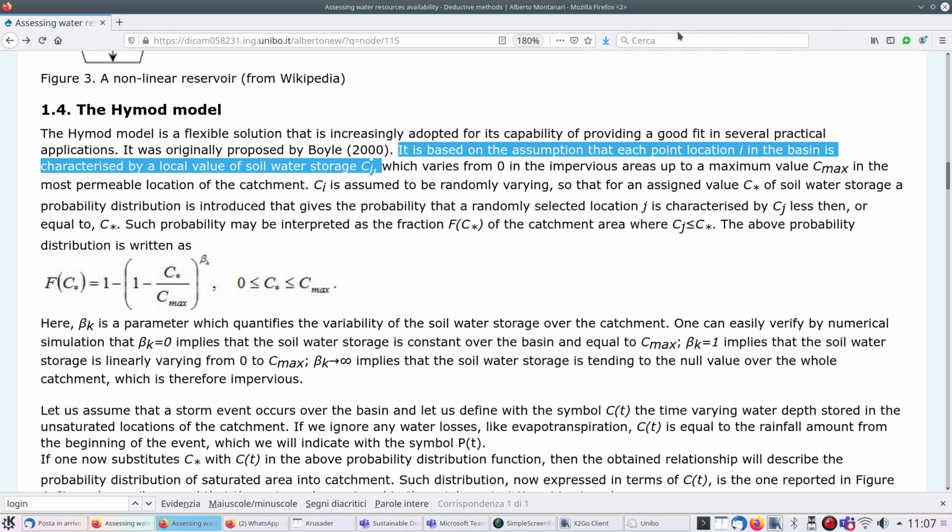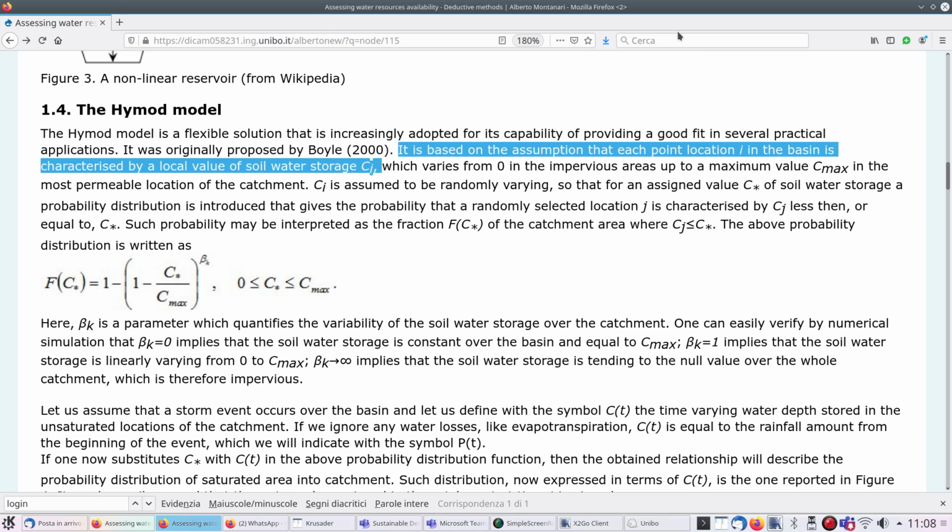The assumption is that each point location I in a catchment or basin is characterized by a local value of soil water storage, which we call here CI. So again, this is the basic concept. You have a different soil water storage in each location of the catchment. What is soil water storage? It's also called water storage capacity of the soil. It is the depth of water that the soil can retain before becoming saturated.